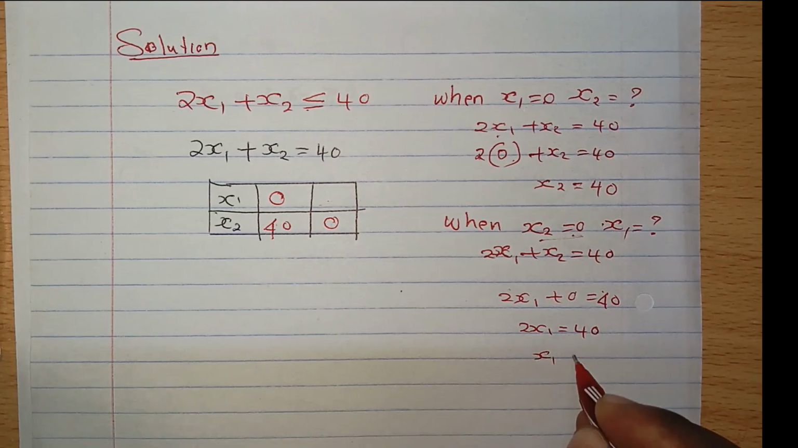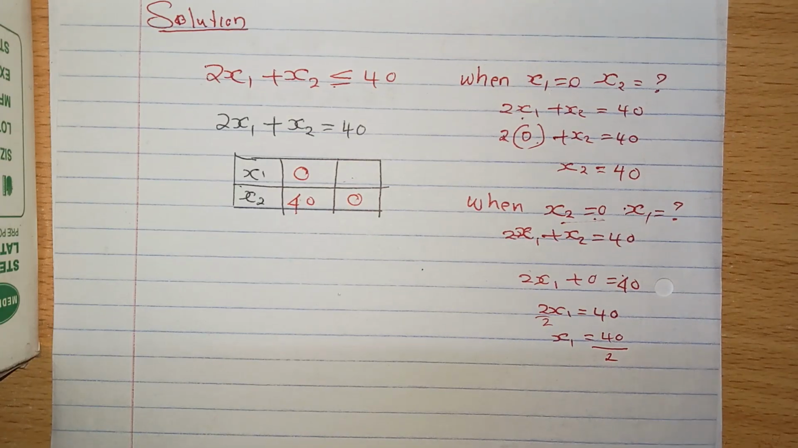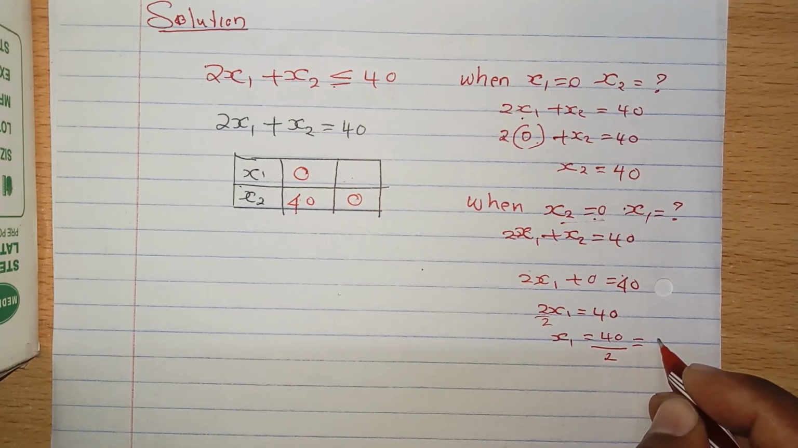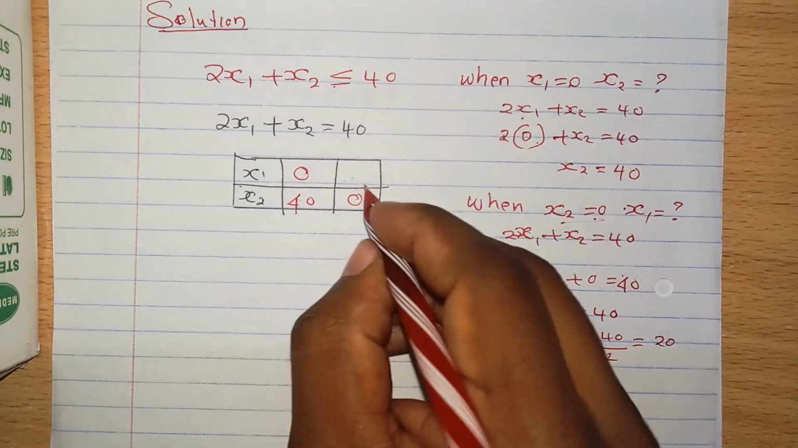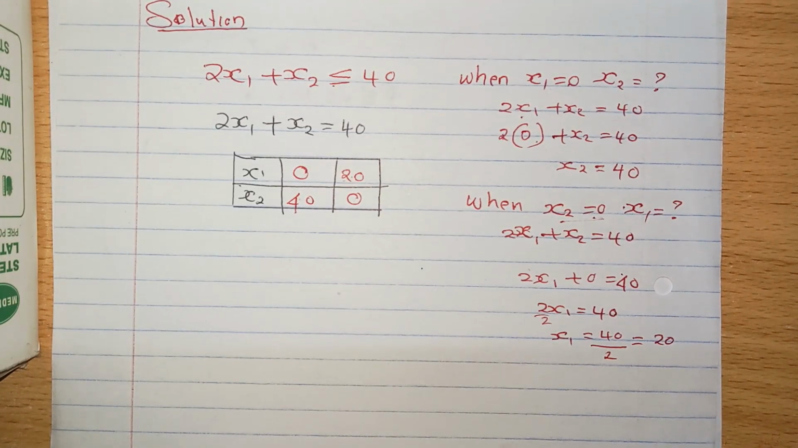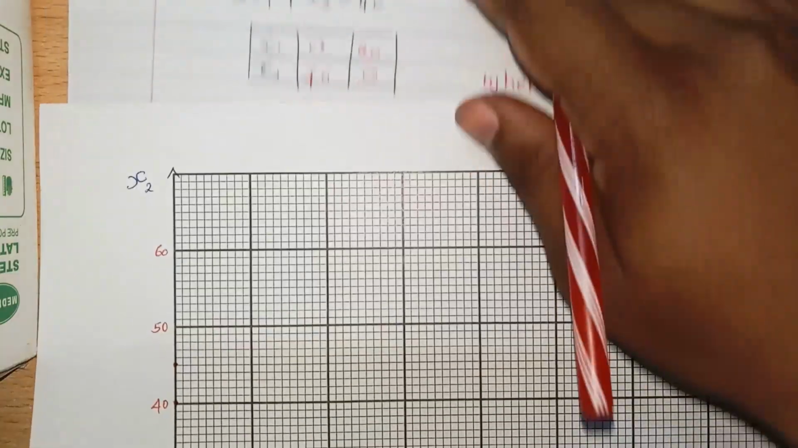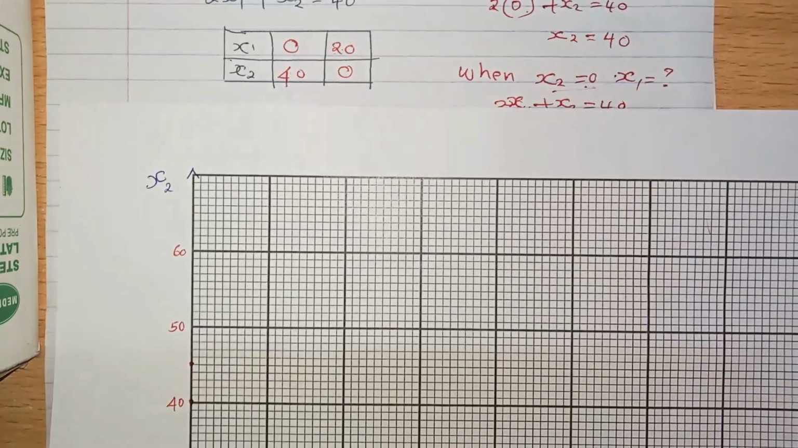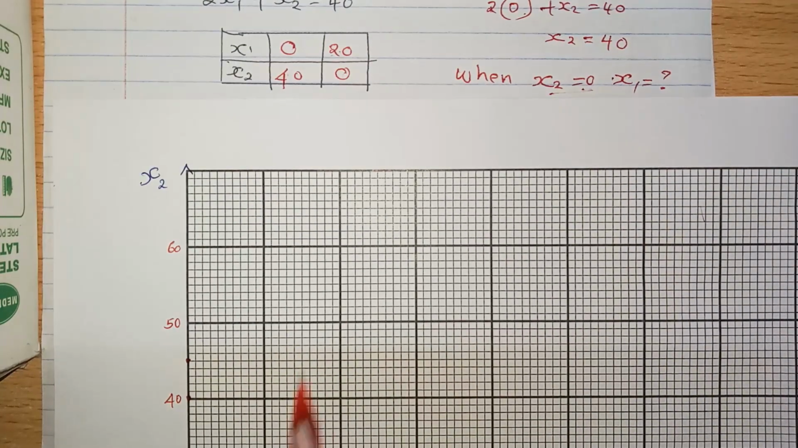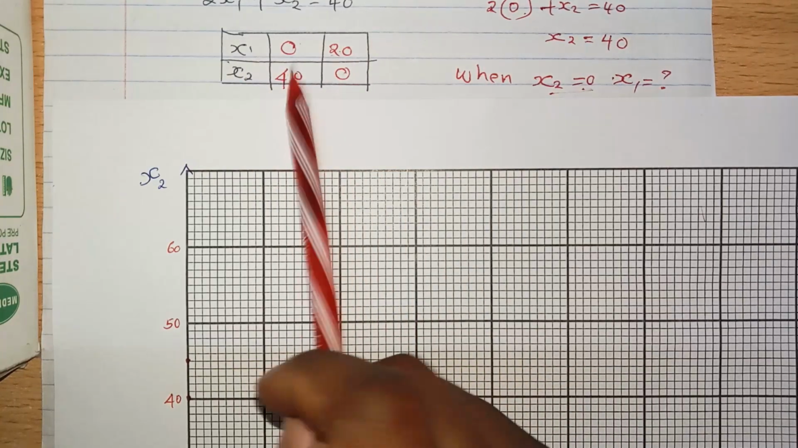So meaning x1 equals 40, you divide by 2. Divide by 2 here. So you get x1 as 20. So write 20 here. Now what you need to do on our graph here, when x1 is equal to 0, x2 is equal to 40.